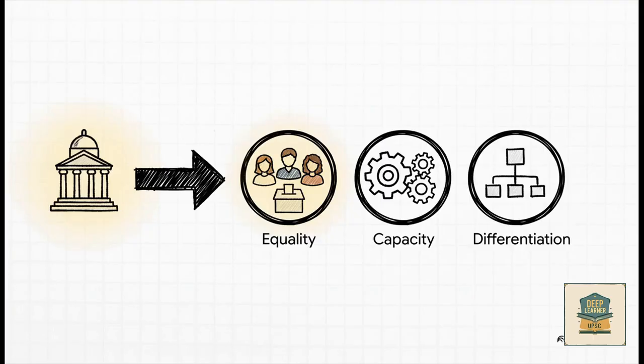Yeah, early thinkers, like Lucian Pye, really saw political development as this linear journey with a very clear destination. He argued that as any state develops, you should see it get better in three key areas. First, equality, which means more people participating. Second, capacity, which is just the government's ability to get stuff done. And third, differentiation, which is a fancy way of saying that government roles get more specialized.